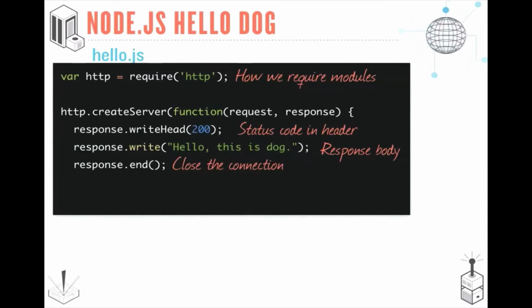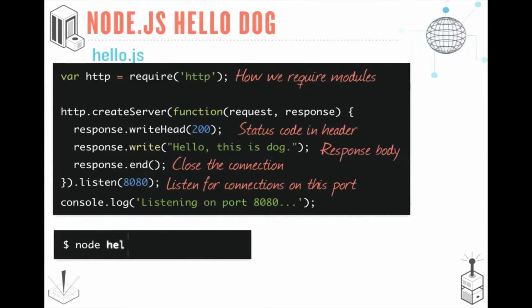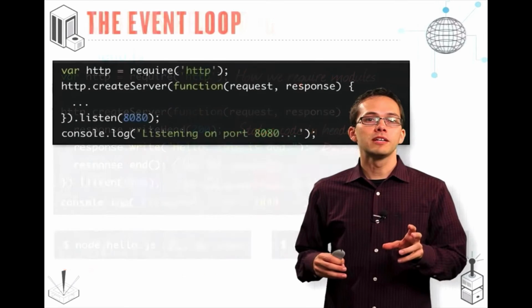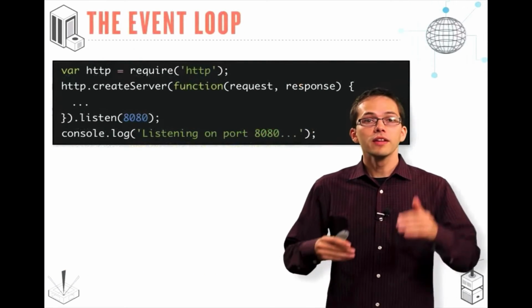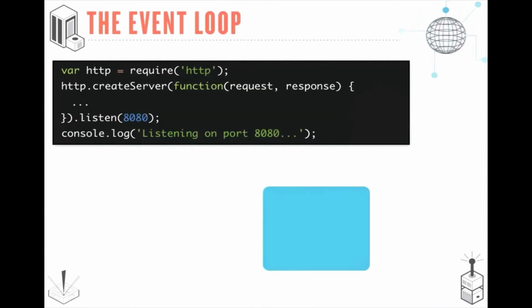We want our server to listen on port 8080. And then to ensure our server is running, we're simply going to log out listening on port 8080. We run the server on our command line. We're going to see that it prints out listening on port 8080. And then if we use the curl command line tool to hit the server, it's going to return to us, hello, this is dog. We could also just call up our browser and go to that port, and we would get the same result. Now let's talk a little bit about how Node executes this code. The first time we go through this code and execute it, Node is going to register events.